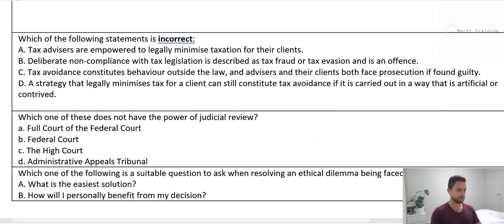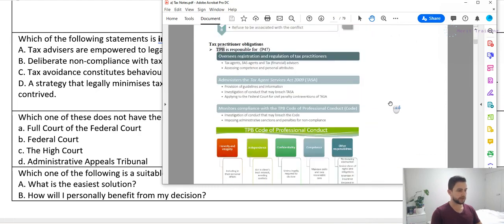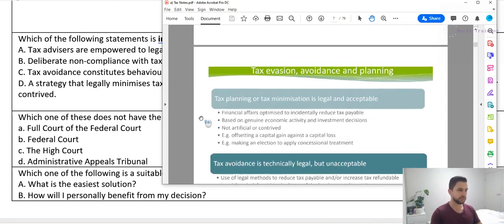Okay, so this is probably a little bit confusing because they're all quite similar to each other. So we want to know which one is incorrect. So if it's correct, then we can move on and skip that one, right? So tax advisors are empowered to legally minimize taxation for their clients. So we discussed that earlier about how tax minimization just basically means that you're working within the framework of the law, you're looking at all the options you have, and you choose the option which allows you to minimize your tax.